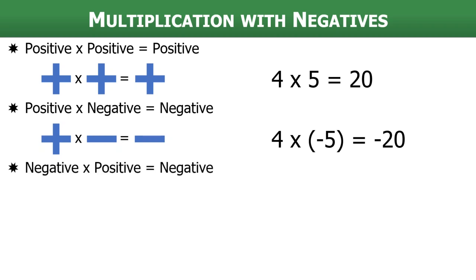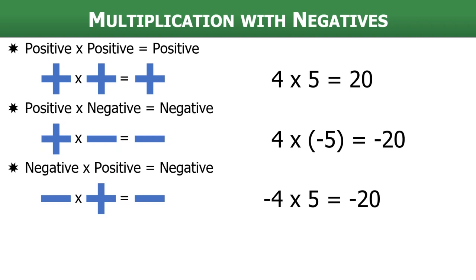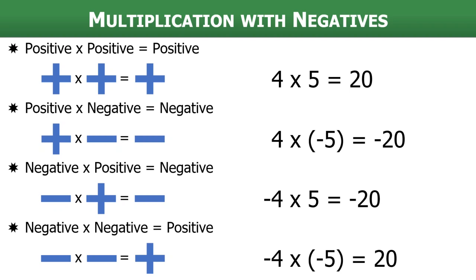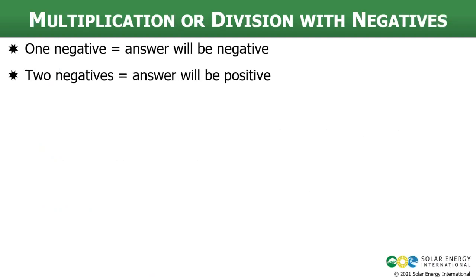Also, if we multiply a negative by a positive, we're going to get a negative. So negative times positive equals negative. Negative 4 times 5 equals negative 20. If we multiply two negative numbers together, we're going to get a positive number. So negative 4 times negative 5 equals 20. So the thing to remember with this is if there's one negative in our equation, the answer will be negative. The two negatives cancel each other out and our answer will be positive. So one negative, negative answer, two negatives, positive answer.